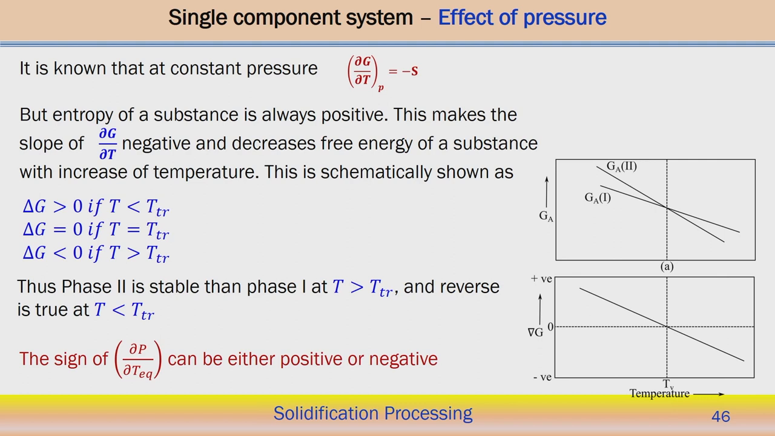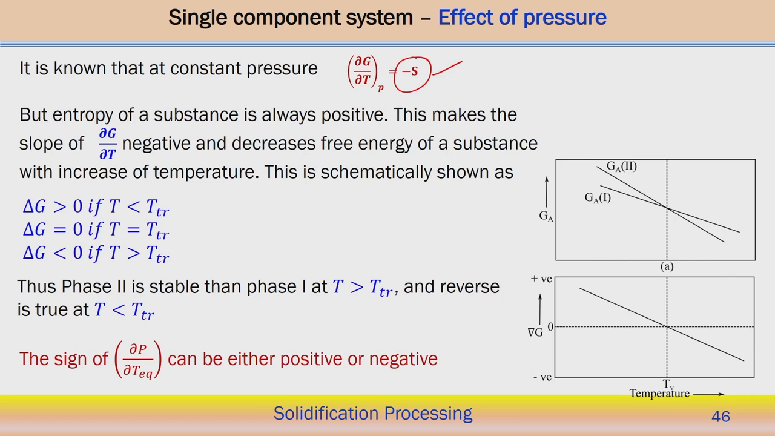Now, here we can to some extent explain more the effect of the pressure for the single component system. It is known that delta G with respect to temperature at a constant pressure is indicated by the negative value of the entropy. So obviously it is a negative slope, but the entropy of a substance is always positive. So to maintain that, delta G by delta T is negative, it means that there is a decrement of the free energy of a substance with increase in temperature. This is the interpretation of that: with increased temperature there must be decrement of the Gibbs free energy, and that is expressed by the negative slope of Gibbs free energy with respect to change of temperature at constant pressure.